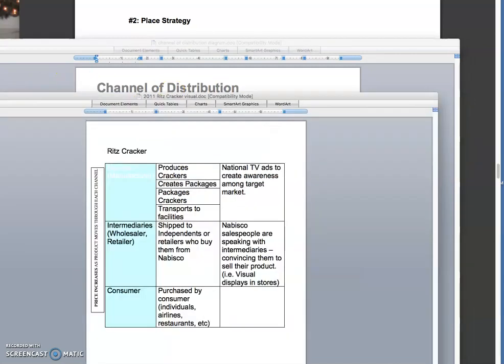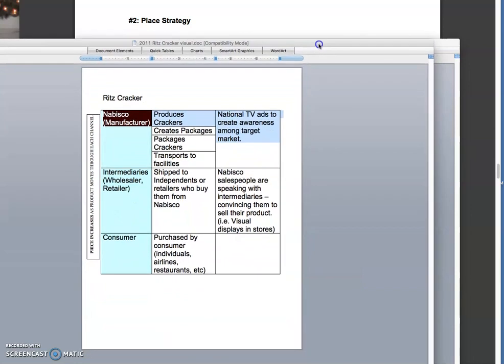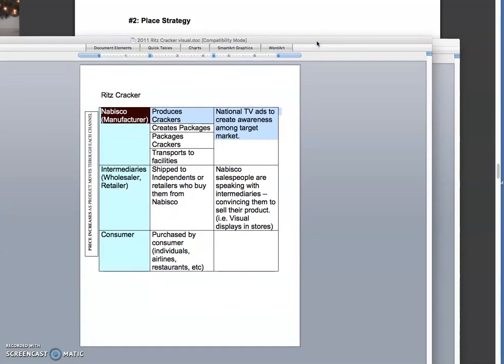Okay. So another example, if we're looking at, say, Ritz crackers, is the price of the crackers changes as it moves through each channel. Nabisco makes it, they produce the crackers in their manufacturing facilities. They create the packaging, they package them, they transport them, and then they ship them to independent retailers. Whether they're convenience stores, supermarkets, grocery stores, or individuals that sell them through vending machines. So these are the intermediaries here. And then we have the consumers that are actually buying them.